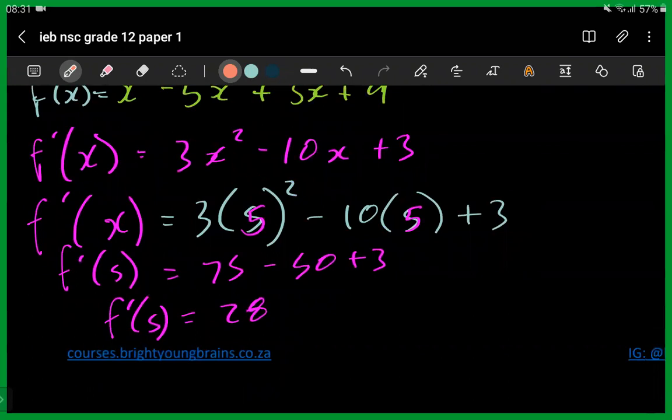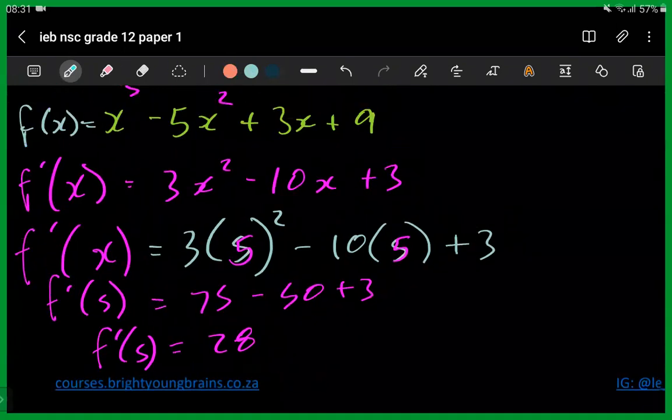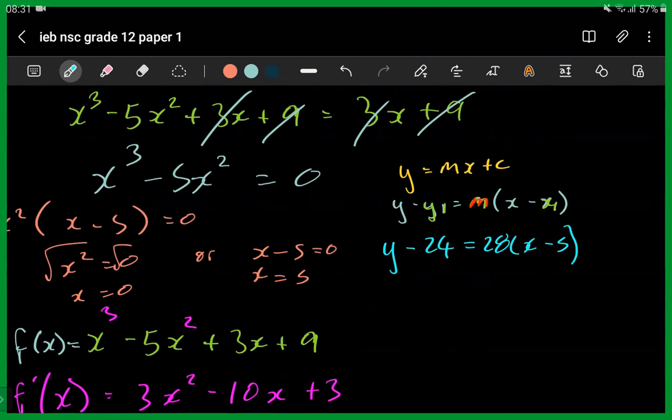So once you have your gradient at that point, you automatically have the gradient of the tangent that you are working with. Once you have that, you're home free, because now you can find this information. So y minus y1, the y value is 24, remember, the gradient we found as 28, and the x value we got as 5. This is going to give you the equation of your tangent.